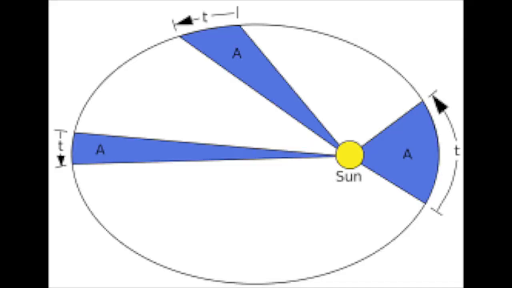Kepler's second law, the law of equal areas, states that a line segment joining a planet and the sun sweeps out equal areas during equal intervals of time. This law implies that a planet moves faster when it is closer to the sun and slower when it is further away from the star.